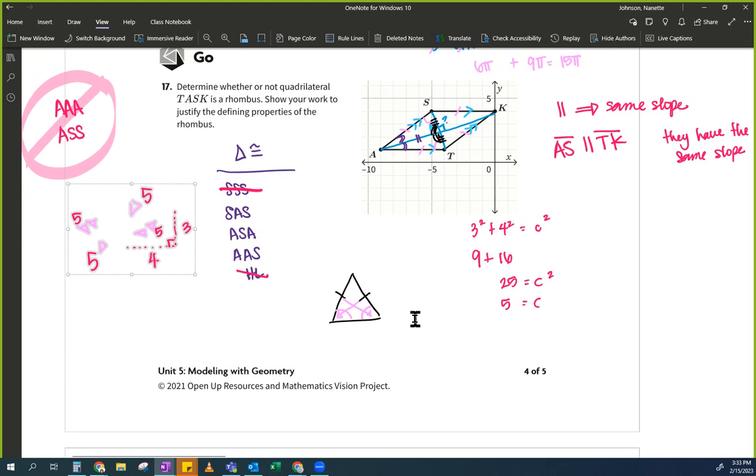Hey, Ms. Johnson, are we going to do proofs? Yes. Ms. Johnson, how much of this stuff am I supposed to remember? Technically, all of it. But don't worry, I don't throw you into the deep end and say, okay, go swim. We will review this so that you'll feel really comfortable with it. All right.